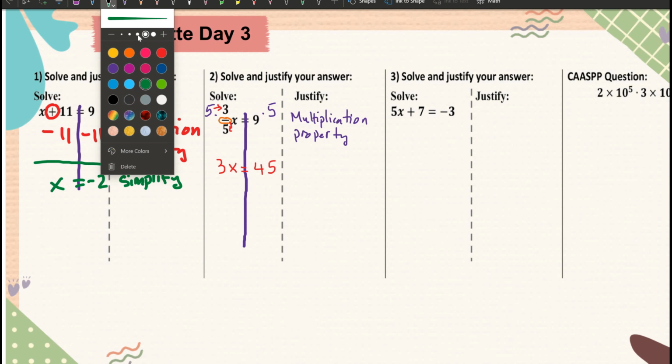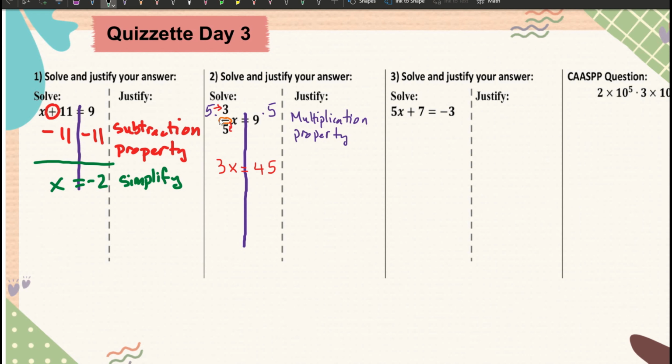Now I want to go back and emphasize this one really quick. We did 5 times 3 divided by 5, which is 3x. That's the reason why we say we can cross out the 5 from the beginning, because this is 5 over 1. So 5 divided by 5 is 1, leaving you with 3x, right? Justification for this step, when we do 9 times 5, is simplify.